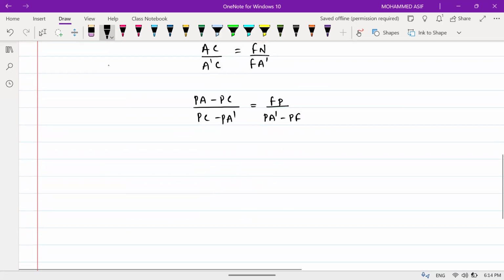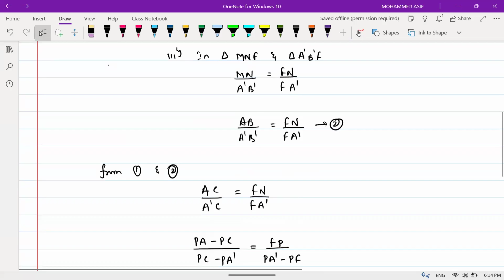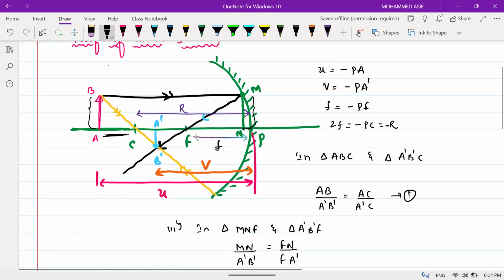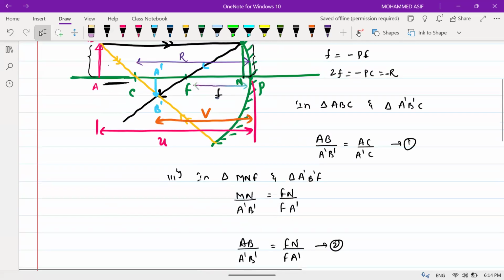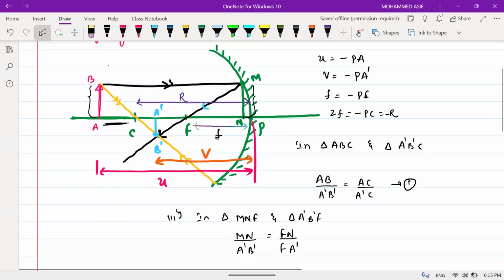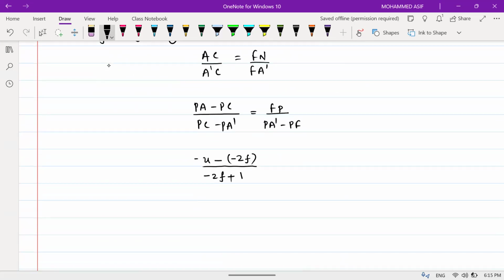Okay, now P to A will be equal to what? Object distance. See here, P to A from the given diagram is the object distance, minus u. So that will be equal to minus u. This one is minus. P to C is what? Anyone? P to C is your radius of curvature, negative. So that will be equal to minus 2 times the focal length, minus 2F. This will be plus. P to A' will be equal to how much? P to A' is equal to minus v. Minus of minus, it will be plus. So that is the reason I'm taking this value as plus v.